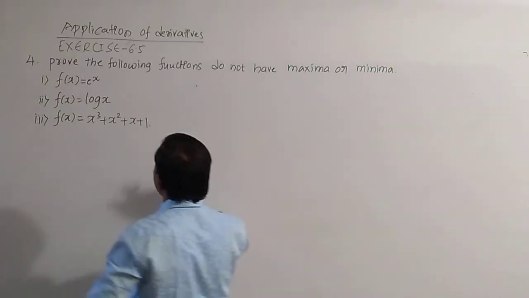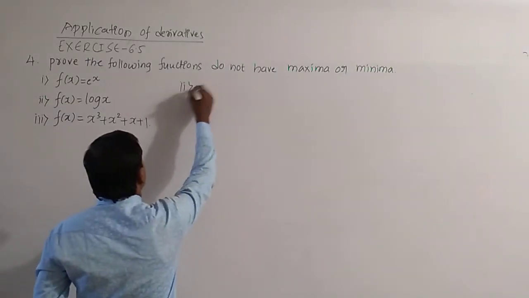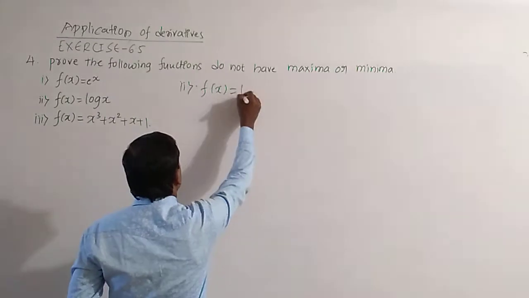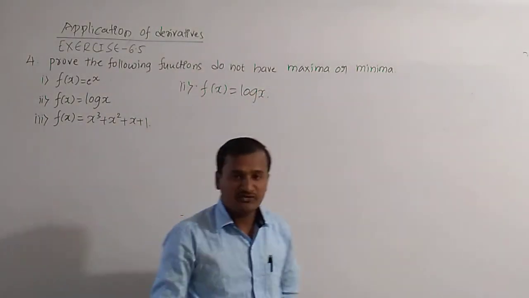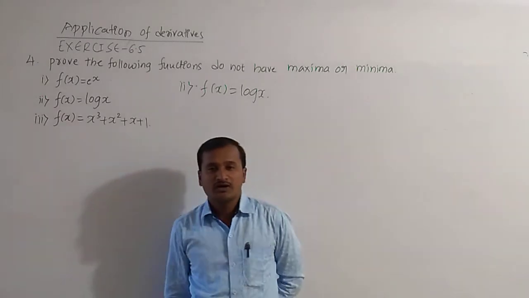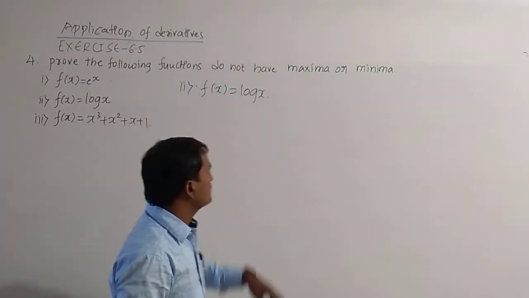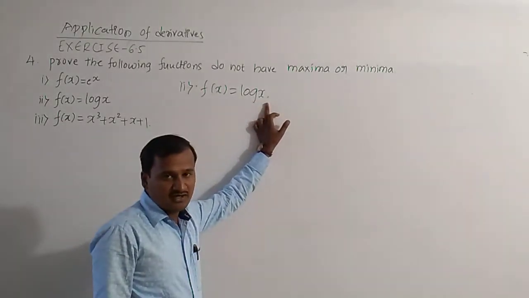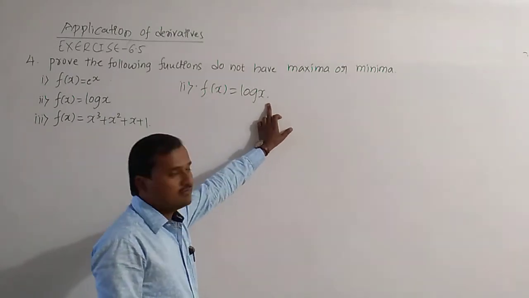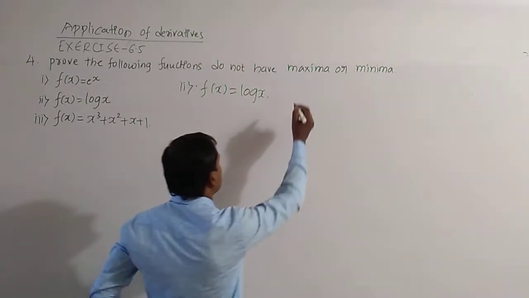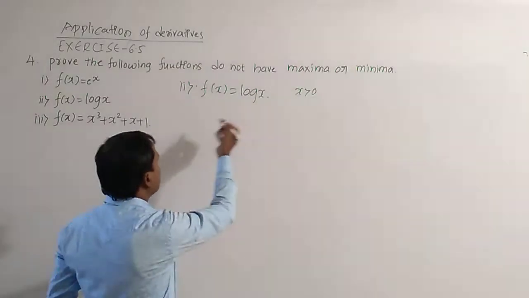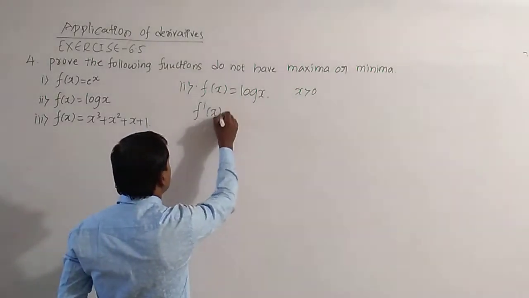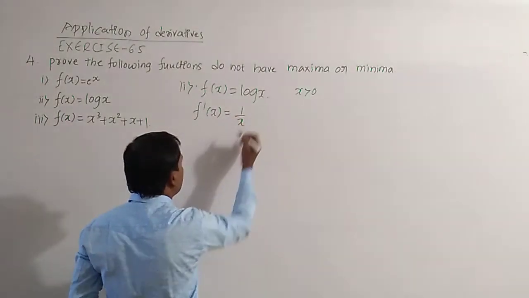The second one is f of x equal to log x. Again for this function we have to show that there is no critical point. Also, you should remember log x is defined only for positive values of x, that is x belongs to x more than 0. Now we will differentiate this one. Here we get f dash of x equal to 1 by x.